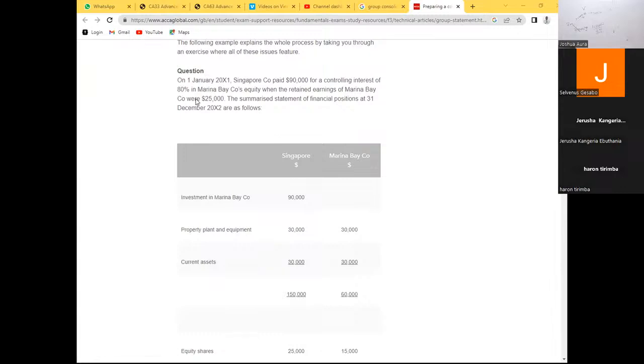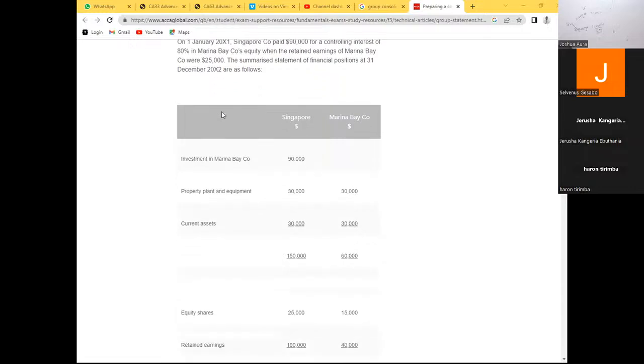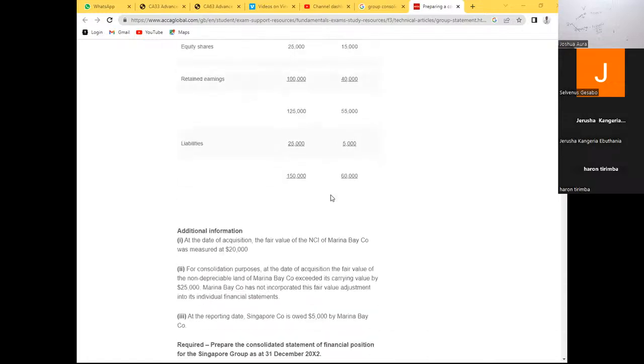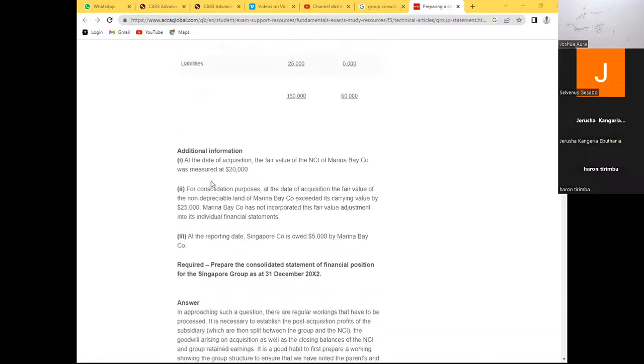The summarized statements of financial position as at 31st December 2022 are as follows. They've given us the investment in Marina Bay, Singapore bought Marina Bay for $90,000. They have property, plant and equipment, current assets, equity shares, etc. So it says that at the date of acquisition, the fair value of the NCI of Marina Bay Company was measured at $20,000.